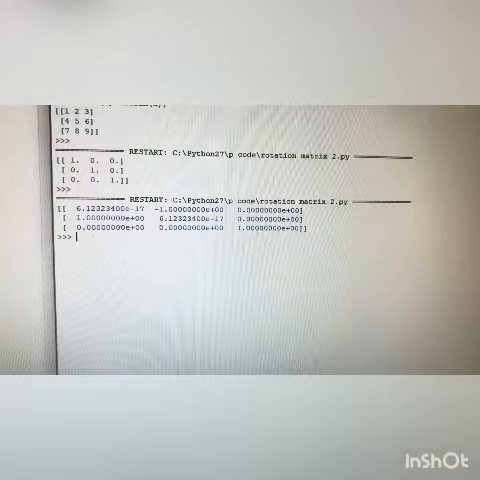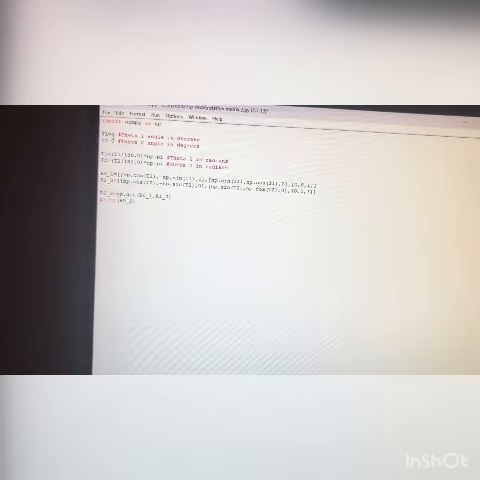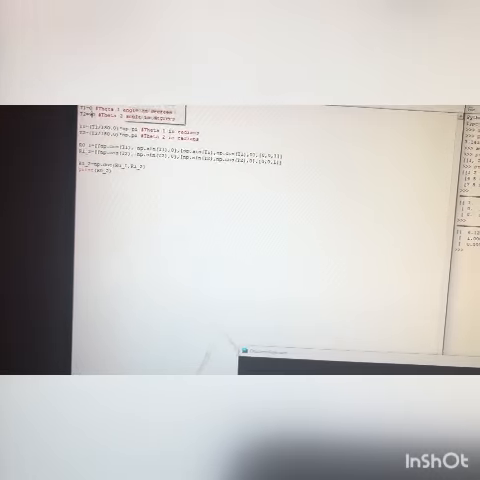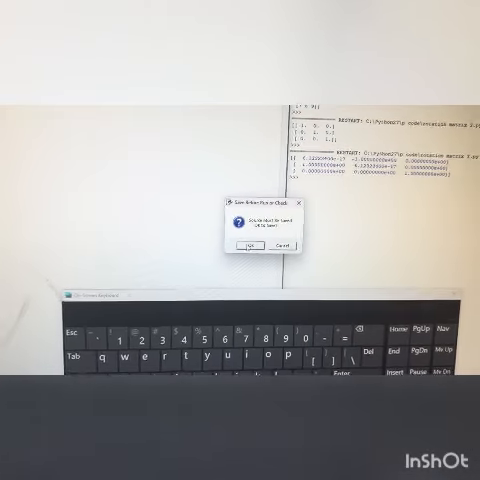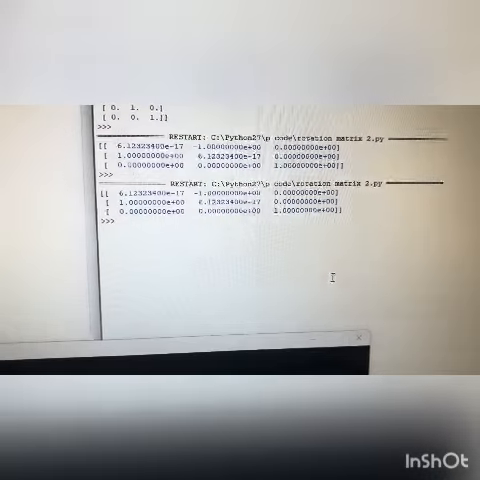This is what I get. We're going to do another one where theta 1 is 0 and theta 2 is 90. So I ran it, and this is what we get.